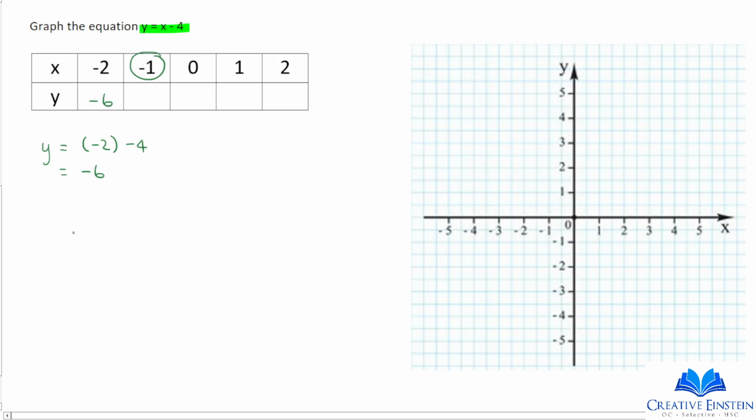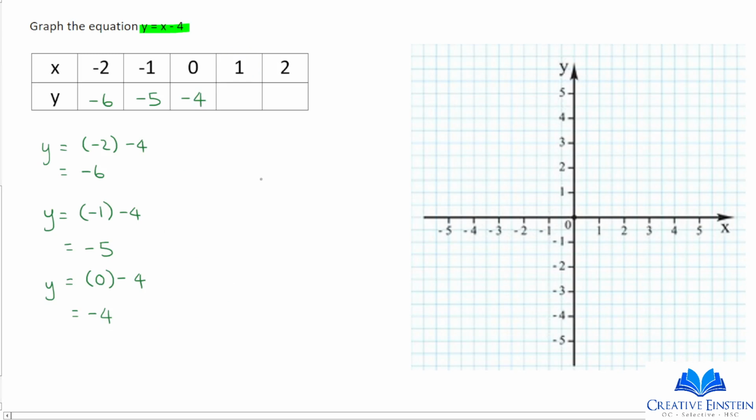Our next number is x equals -1. So y equals -1 take away 4. -1 take away 4 is -5. So when x equals -1, y equals -5. Our next value is 0. Y equals x, which is 0, take away 4. 0 take away 4 is -4. So when x equals 0, our y value is -4.